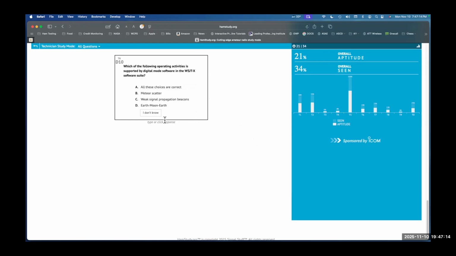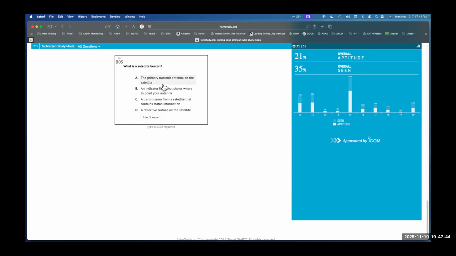Anybody want to take a stab? All of them. Weak signal. All right, weak signal propagation beacons. Remember, a beacon doesn't transmit. Let's just say I don't know this time. And the answer is going to be all these choices are correct.